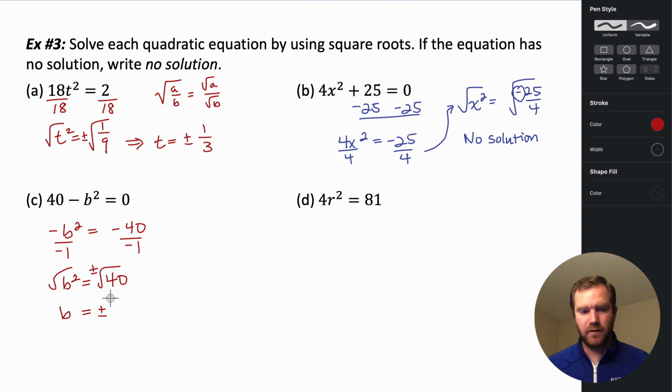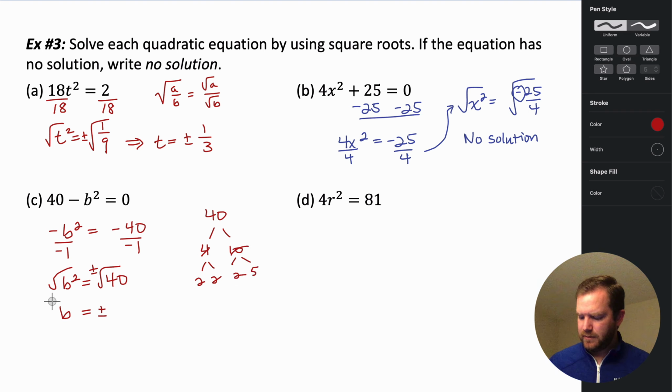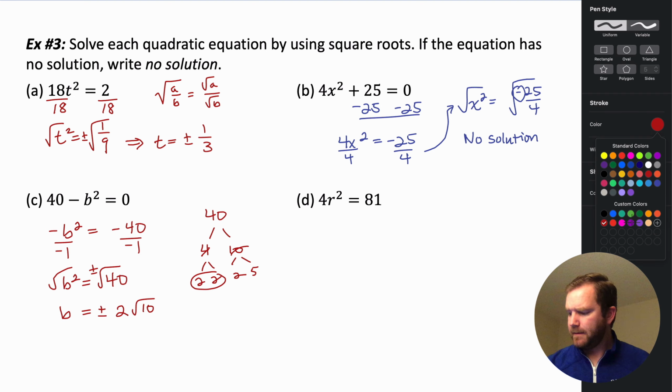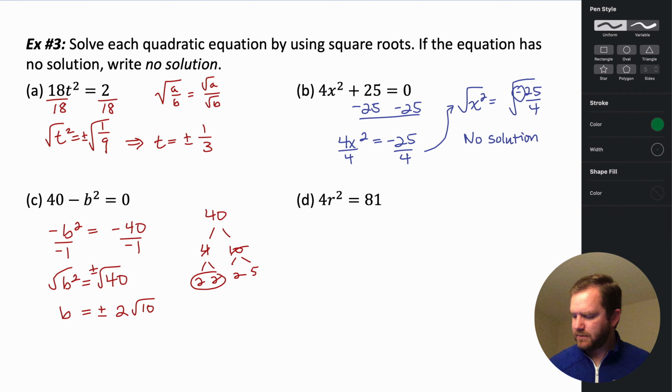Now 40 is not a perfect square. So I do want to simplify this. So I have to look at the breakdown here. So 40 is 4 times 10. 4 is 2 times 2. 10 is 2 times 5. Now we're doing square root, so it's an index of 2, which means we're looking for pairs. So we have a pair here. So from each pair, we get one out. Since these were not paired, they stay in the radical as a product. So it would be b equals plus or minus 2 times the square root of 10. Okay? All right, last one.